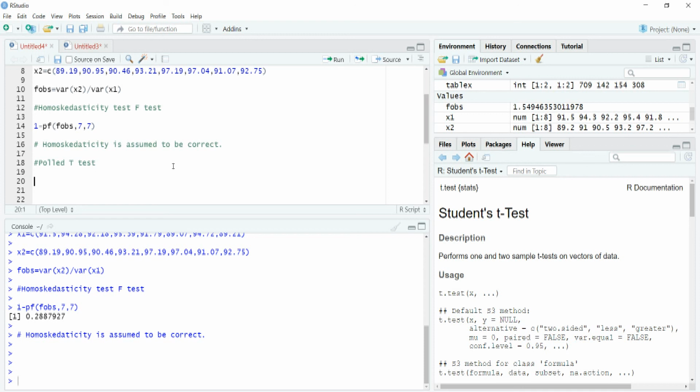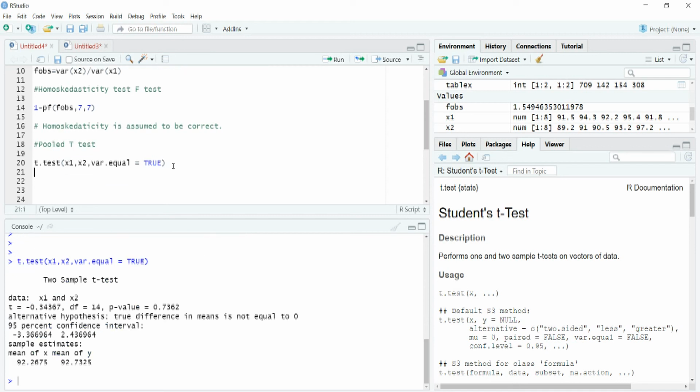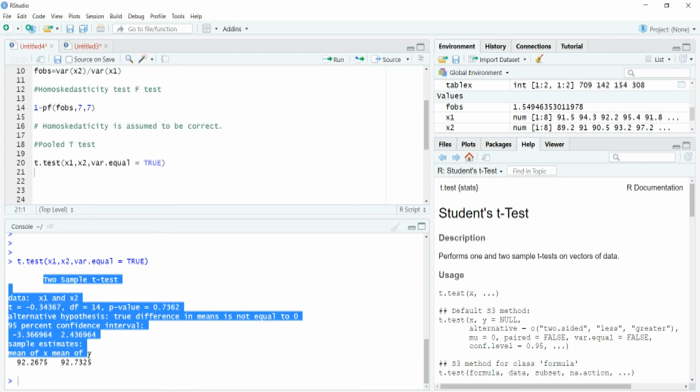Performing the pooled t-test is very simple. You just have to write t.test, then x1 and the second array x2, and then one statement to perform the pooled t-test, that is var.equal equal to TRUE. Then you perform this and you get the two sample pooled t-test here.